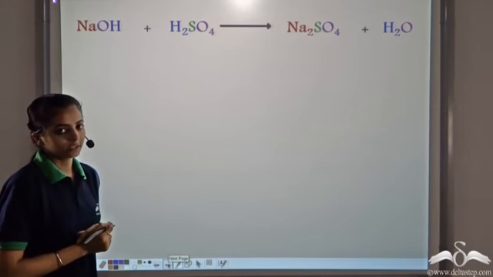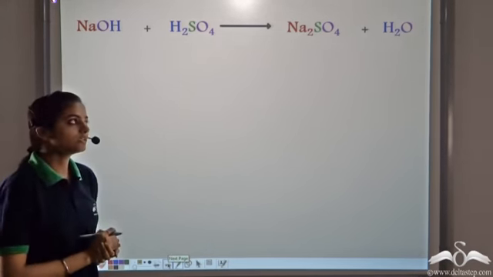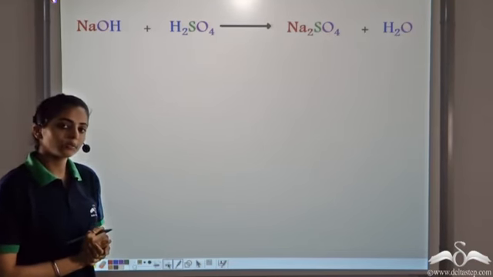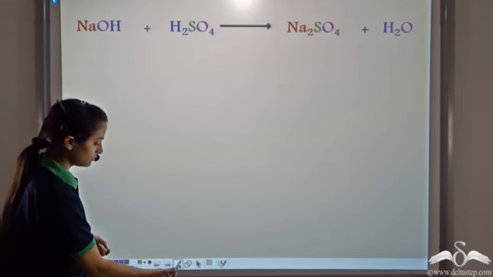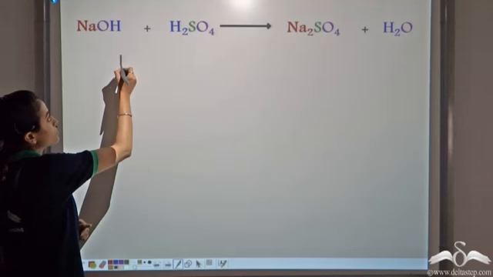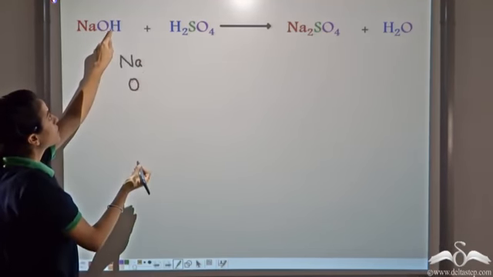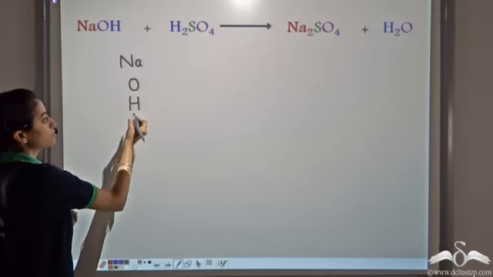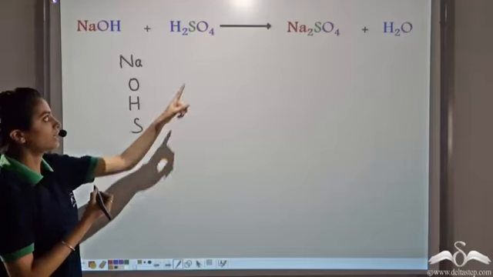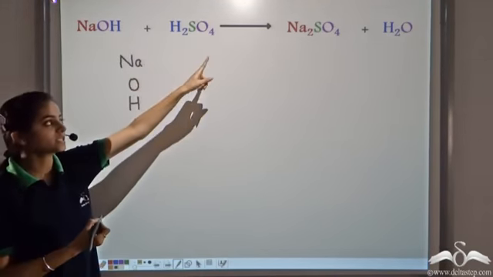Now let's look at another equation. We have sodium hydroxide reacts with sulfuric acid to form Na2SO4, sodium sulfate, plus water. Now let's try to balance this equation. What are the different atoms that are present? We have sodium, then we have oxygen, we have hydrogen, we have sulfur, and again oxygen, which is already covered. So these are the 4 elements that are present in the reaction.